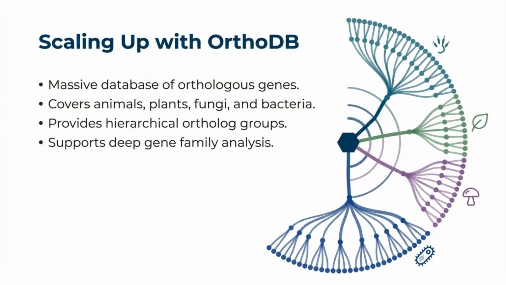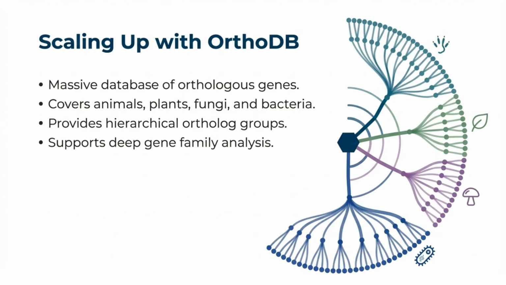OrthoDB is a large orthology resource that covers a broad range of life, including animals, plants, fungi, and bacteria. Its strength lies in its hierarchical organization. That means it can define orthologous groups at different evolutionary depths. For example, it can identify relationships at the vertebrate level, mammalian level, or primate level.